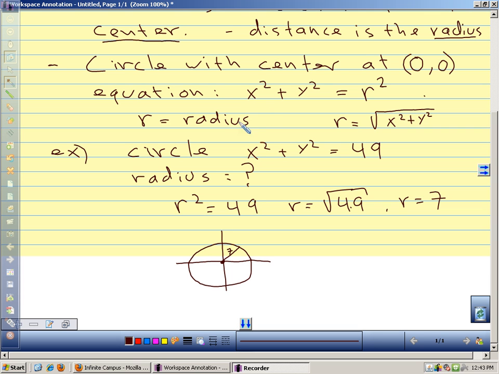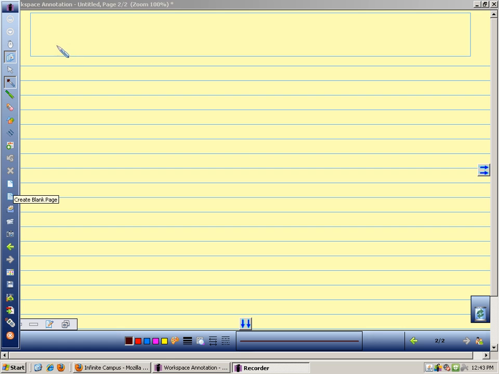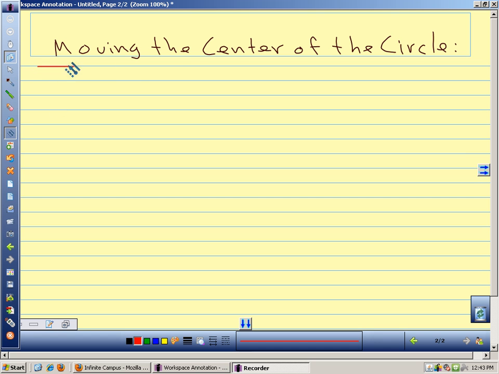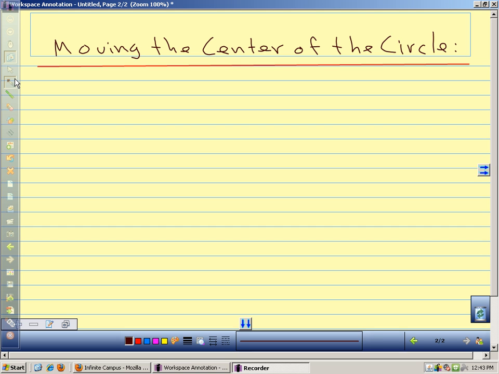Okay. So when our center is at (0, 0), this is our equation. We just have x squared plus y squared equals r squared. But what if we move the center? So let's come up with our equation if we move the center of the circle. The equation looks almost the same, but we have a couple of extra pieces in there to tell us where the center is. The equation tells us where the center is, and the equation tells us what the radius is. So it works out really nicely.